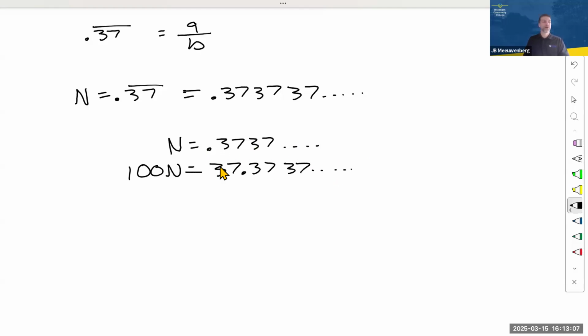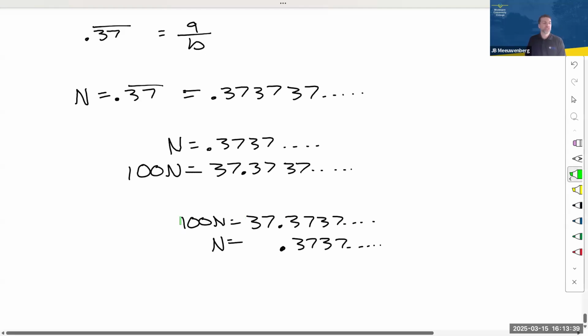0.3737 times 100 is equal to 37.3737 repeating. I'll let you pause and just sort of make sense of that. Now what I'm going to do is write this: 100n equals 37.3737, and n equals 0.3737.